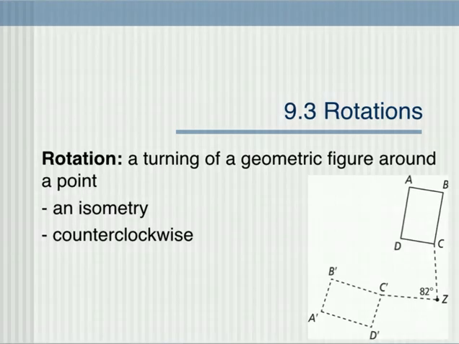The second thing to know about rotations is that they're almost always counterclockwise. So for this example here, when you're asked to rotate this pre-image 82 degrees, it means 82 degrees counterclockwise. Now, if you ever have a negative degree rotation, that would be clockwise.